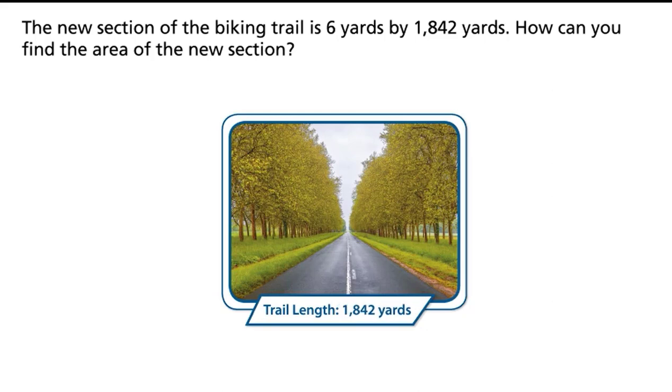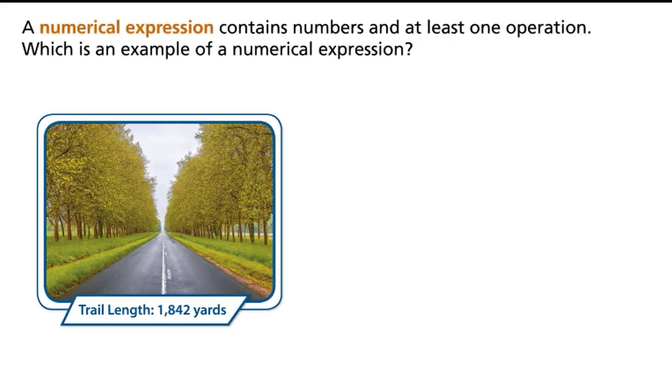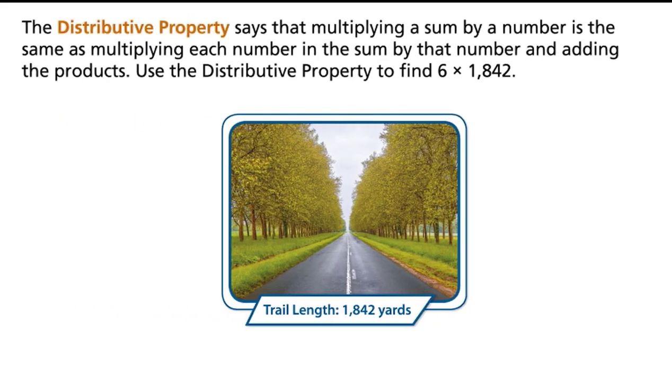How can you find the area of the new section? To find the area of the new section, multiply 6 times 1,842. A numerical expression contains numbers and at least one operation. Which is an example of a numerical expression? The distributive property says that multiplying a sum by a number is the same as multiplying each number in the sum by that number and adding the products.